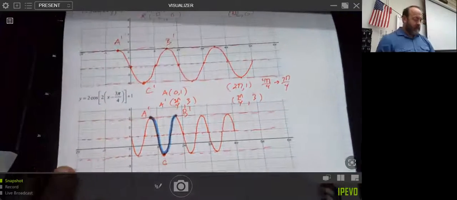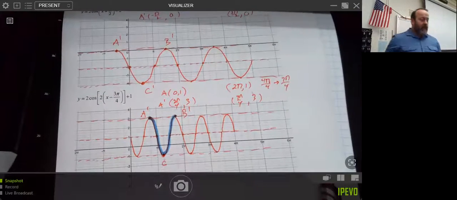And there we go. That's how we graph cosine waves, at least for the moment.